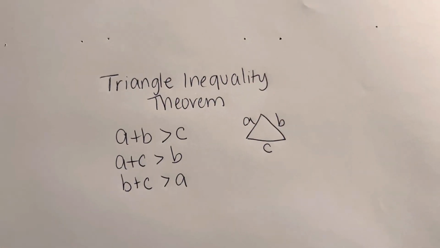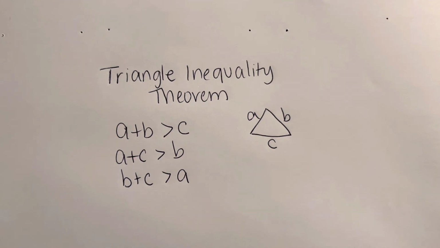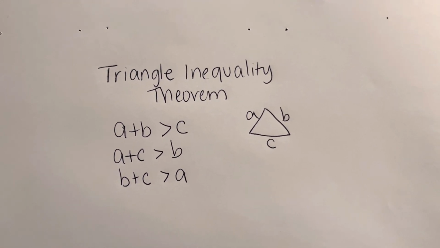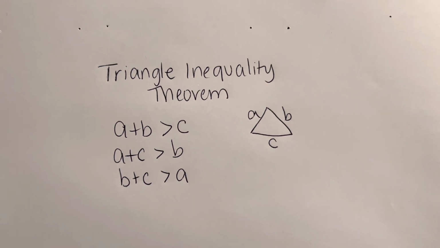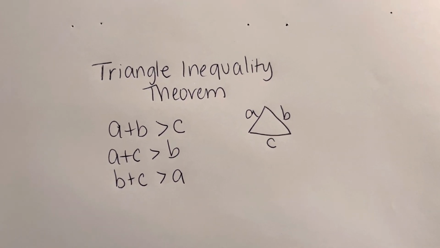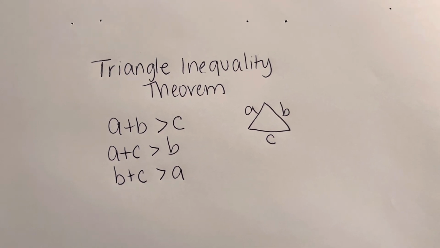Here we have the triangle inequality theorem written out. A plus B must be greater than C, A plus C must be greater than B, and B plus C must be greater than A for any triangle with side lengths A, B, and C.